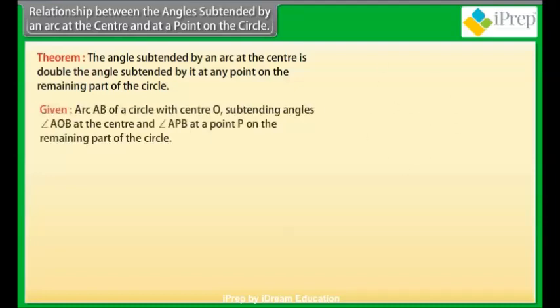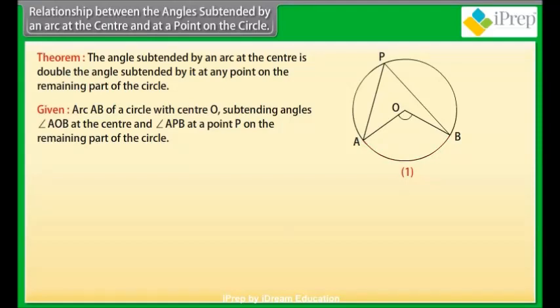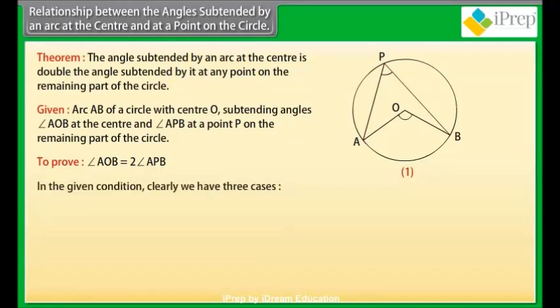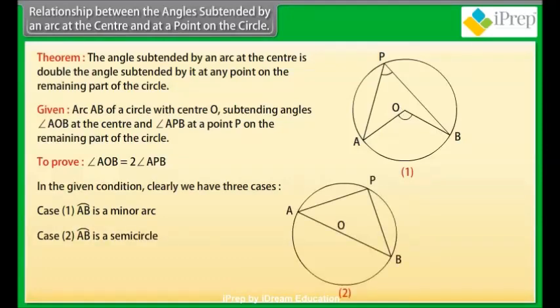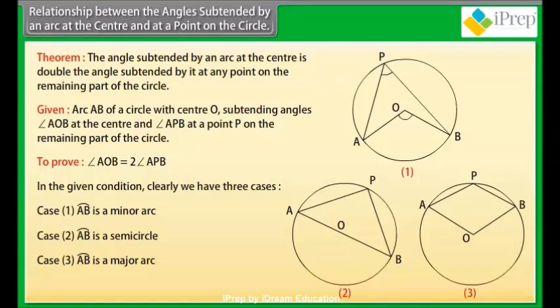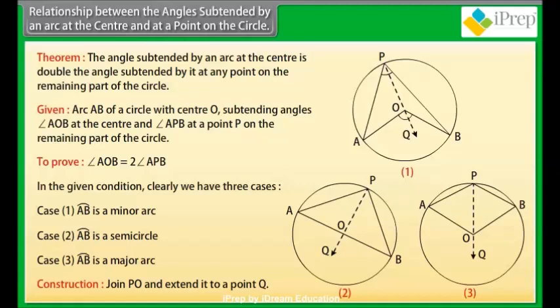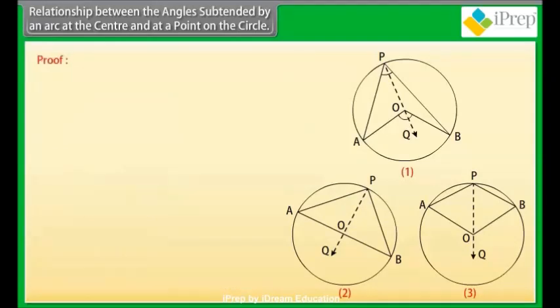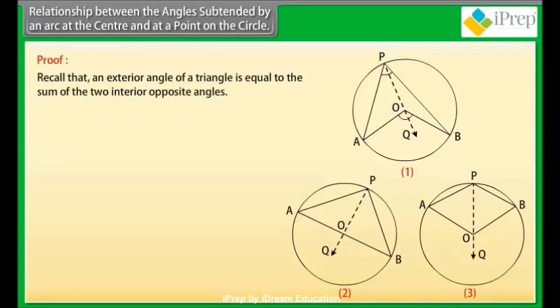Let's prove it. Given arc AB of a circle with center O, subtending angle AOB at the center and angle APB at a point P on the remaining part of the circle. To prove, angle AOB is equal to 2 times angle APB. In the given condition, clearly we have three cases. Case 1, AB is a minor arc. Case 2, AB is a semicircle. Case 3, AB is a major arc. Construction: join PO and extend it to a point Q. Proof: recall that an exterior angle of a triangle is equal to the sum of the two interior opposite angles. So we have angle QOB is equal to angle OPB plus angle PBO.